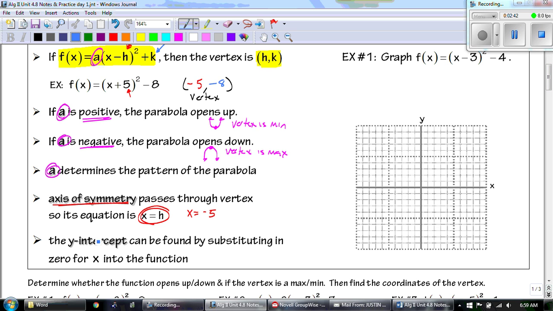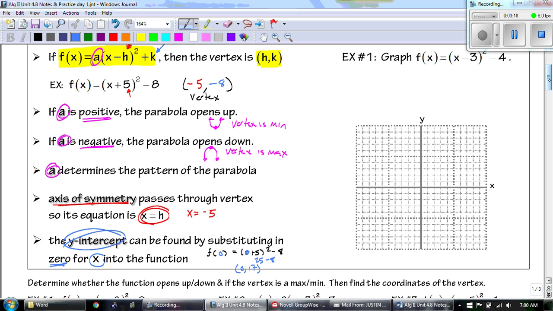And then last, when we're trying to find the y-intercept, you find it by substituting 0 for the x. So in our example, we have f of 0 equals (0 plus 5) squared minus 8. Well, 0 plus 5 is 5. 5 squared is 25, and 25 minus 8 is 17. So we would get the y-intercept of (0, 17).